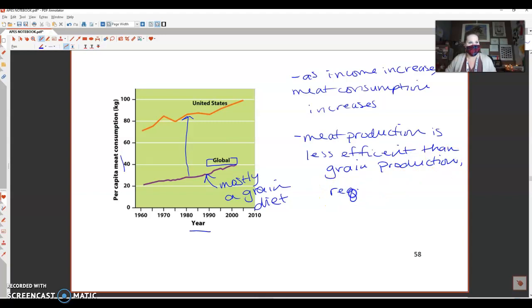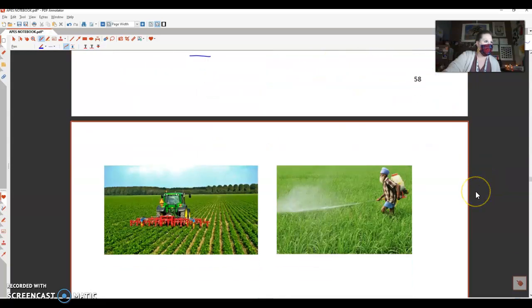And it requires more land. It actually requires 20 times more land because animals need space to roam, to graze. So we're going to talk about the high density animal farming conditions here in a little bit. Okay, so let's turn to the next page.